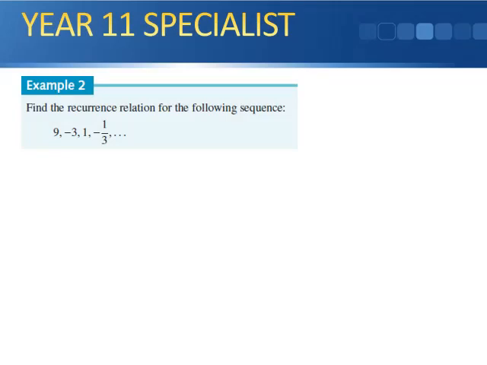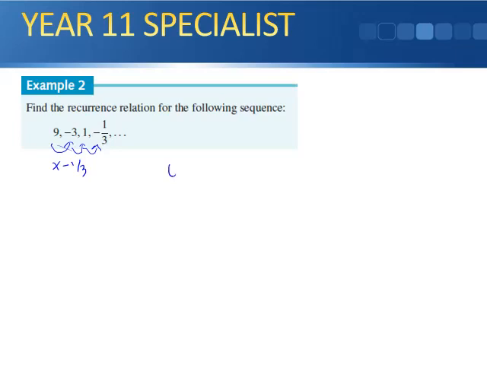Example 2, find the recurrence relation for the following sequence. So this time we have to find that recurrence relation. So let's see what's happening. We go from 9 to -3, then from -3 to 1, then from 1 to -1/3. So we are doing something. We are multiplying by -1/3.